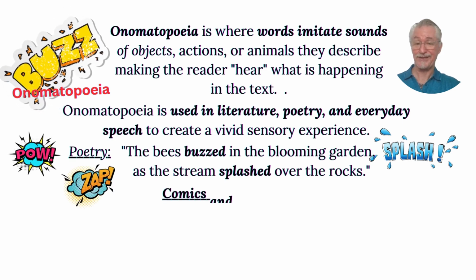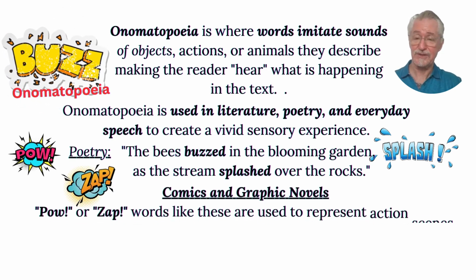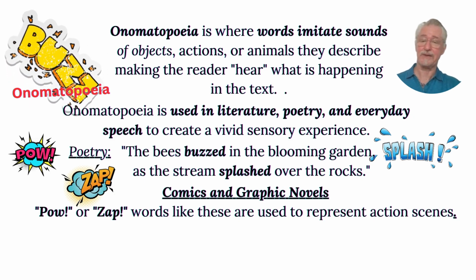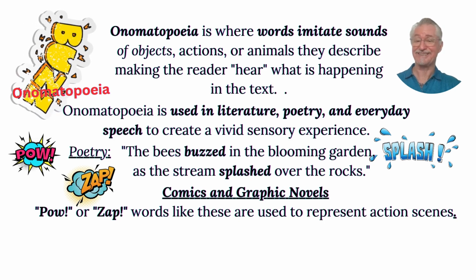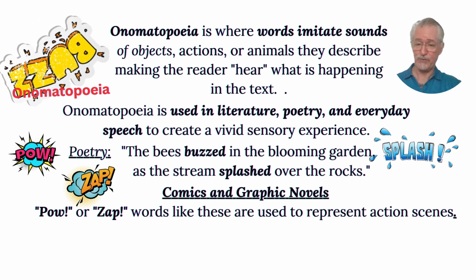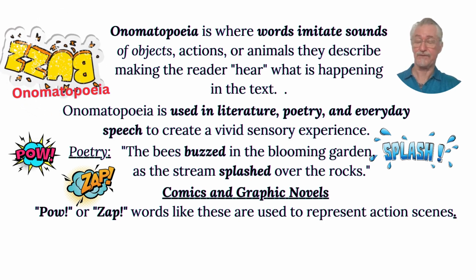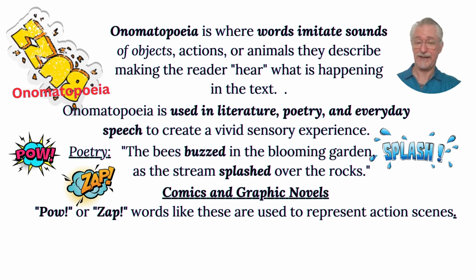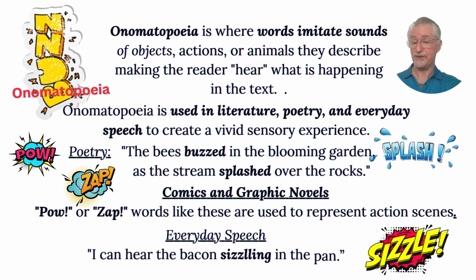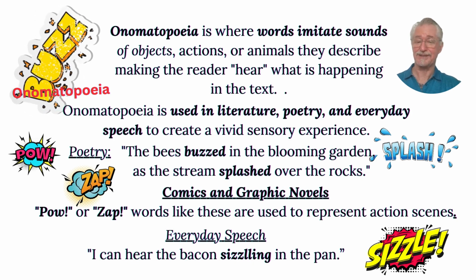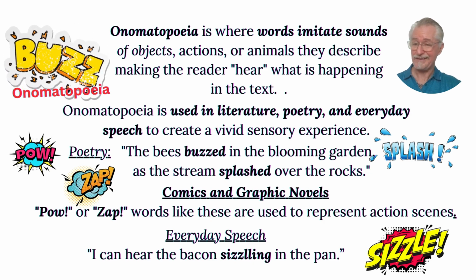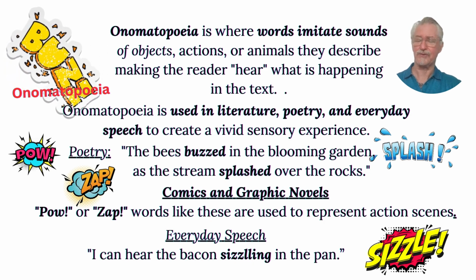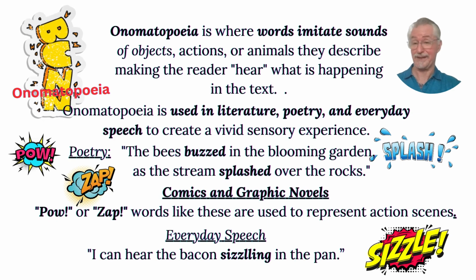In comics and graphic novels, words like pow and zap are used to represent actions in scenes, to give the reader the feeling of the impact and the sounds that are happening. In everyday speech, we use it. I can hear the bacon sizzling in the pan. Hear the bacon what? The bacon can't talk, it can't scream, it can't yell, but it can sizzle.